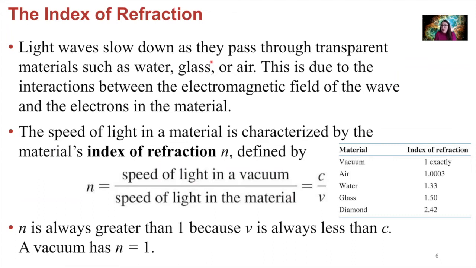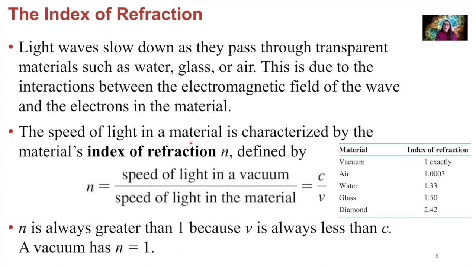But what happens when light enters into a medium? Light waves slow down as they pass through transparent materials like water, glass, or air, okay? This slowing down of the wave is due to interactions between the electromagnetic field of the wave and the electrons in the material through which it's moving. That slows down that wave, okay?